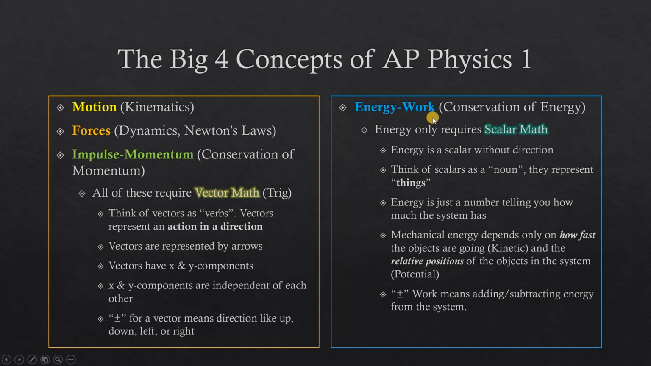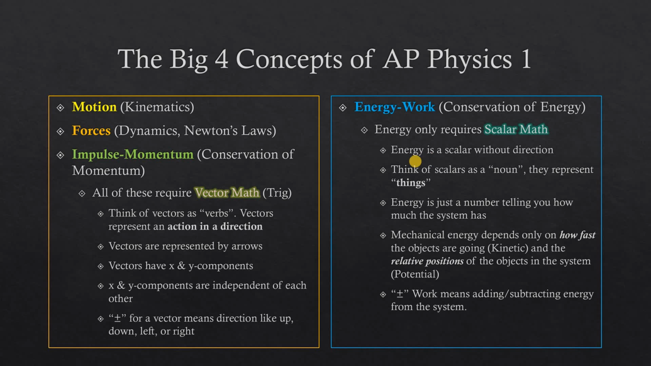However, energy, work and energy, conservation of energy, this is a scalar math idea. Energy is a scalar. It has no direction. It's just a thing. It's a quantity. So it's like, how much do you have? It's like money. How much money do you have? Is the money going up? Is the money going down? All right? So think of scalars as a noun. They represent a thing. Energy is just a number telling you how much that system that you defined has. Okay, it's just a number.